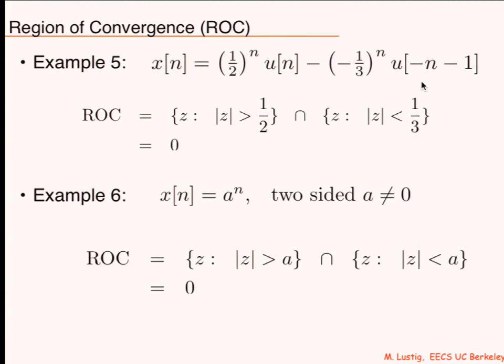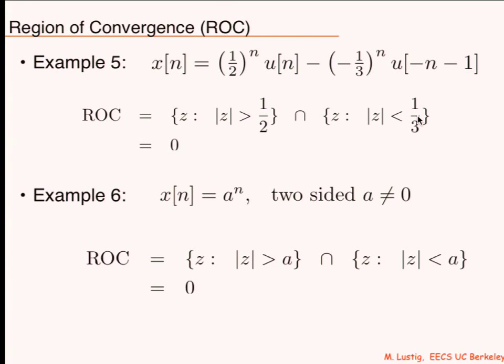Okay, here's another one. Same thing, only we flip. This one is a right-handed sequence. This is a left-handed sequence. That's great. I can try to do the same thing, but the problem is that this will converge for z greater than a half, and this will converge for z less than a third. Turns out they'll never converge. So the region of convergence is empty, or 0.